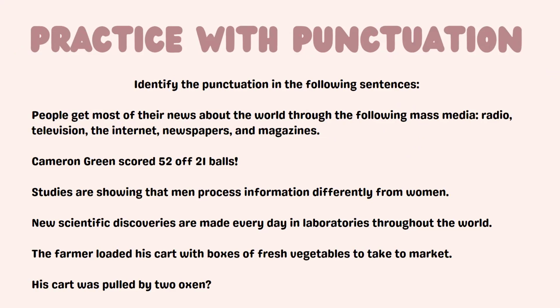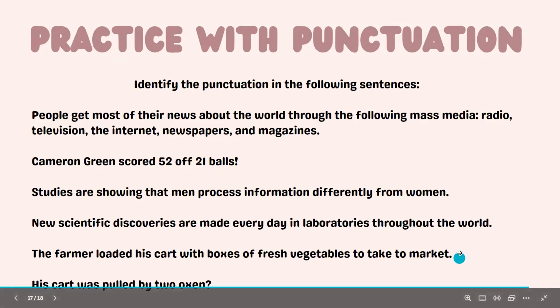Did you figure out the punctuation in the following sentences? In the first sentence, we have a few commas and a period, and we also have a colon. In the second sentence, we have an exclamation mark. In the third sentence, a period. In the fourth sentence, another period. In the fifth sentence, we have a period, and in the sixth, a question mark.